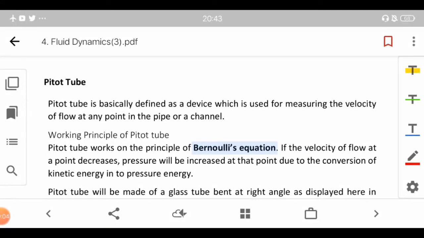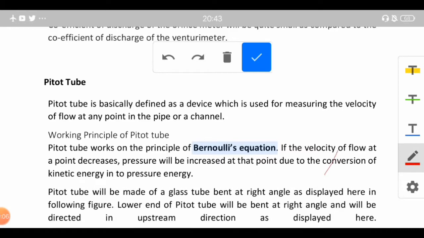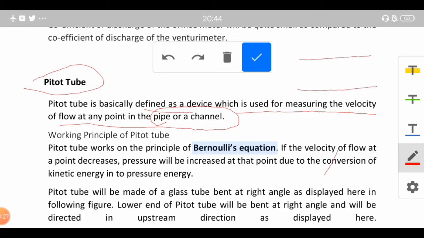Now after the Venturi meter and orifice meter, we have another application of Bernoulli's principle, and this is the pitot tube. It is defined as a device which is used for measuring the velocity of flow at any point in the pipe or channel. So now we are using something advanced where we can measure the flow in a pipe at any desired point, suppose here or here or here or here.